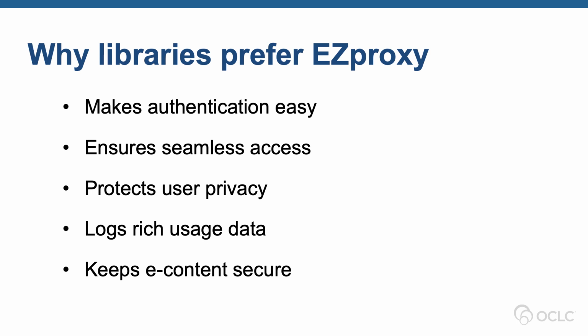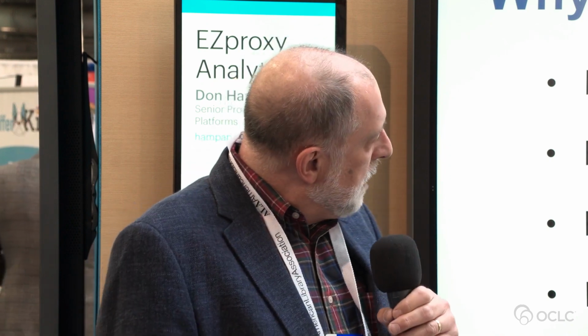Libraries prefer EZproxy for a number of reasons, but the overall reason is that it gives libraries control over the access decisions that are being made. And so the libraries are in the middle of the decision making, which we think is a very valuable thing. And because it doesn't pass by default data about users to content providers, it helps to preserve privacy. And then as an interesting sidelight, it produces pretty rich log data. And that's what we're going to concentrate on here today, that log data part of the product.